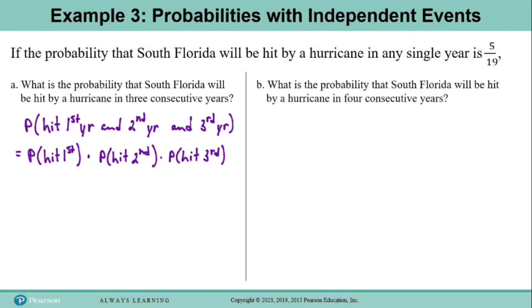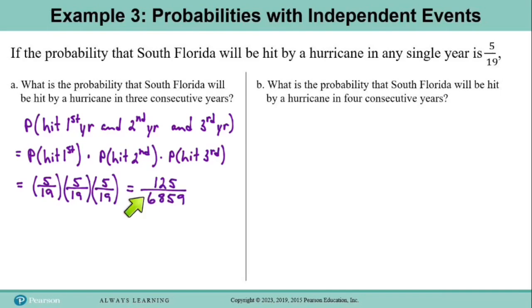Now, they told us in the problem that the probability that they're hit in any one year is 5/19. So the probability that they're hit the first year is 5/19. And then that's times the same probability for the second year times the same probability for the third year. And when you put this in your calculator, you will get this horrible looking fraction, 125/6,859, or in decimal form, that's approximately 0.018.